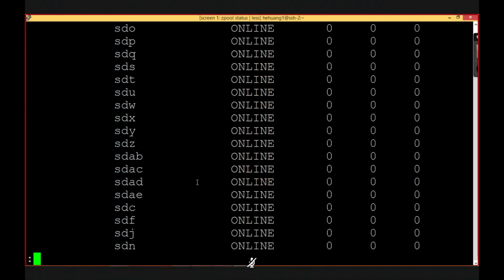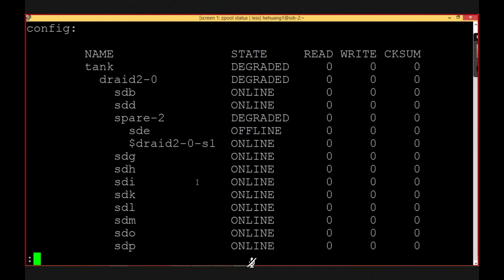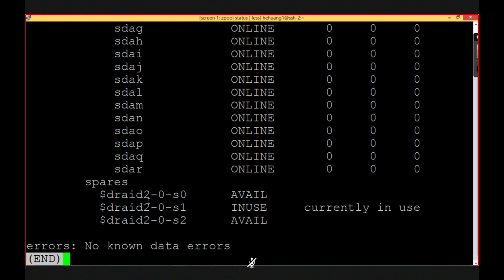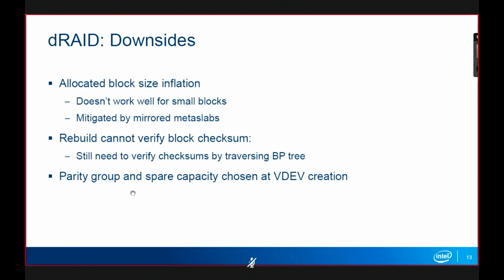Also, the parity group and spare capacity are chosen when the VDEV is created. For example, this one is 8 by 2, 4. There are 4 parity groups, and once the pool is created, you cannot change that. In addition, the spares are part of the DRAID VDEV. They are not the traditional hot spares, which you can share among different top-level VDEVs, and even among different pools. The DRAID spare can only be used to replace a drive in the parent DRAID VDEV. So those are the limitations.